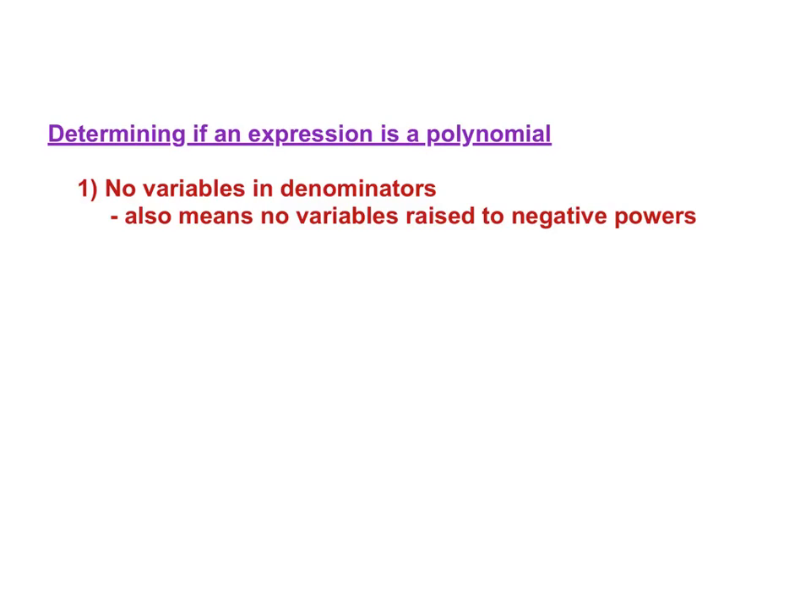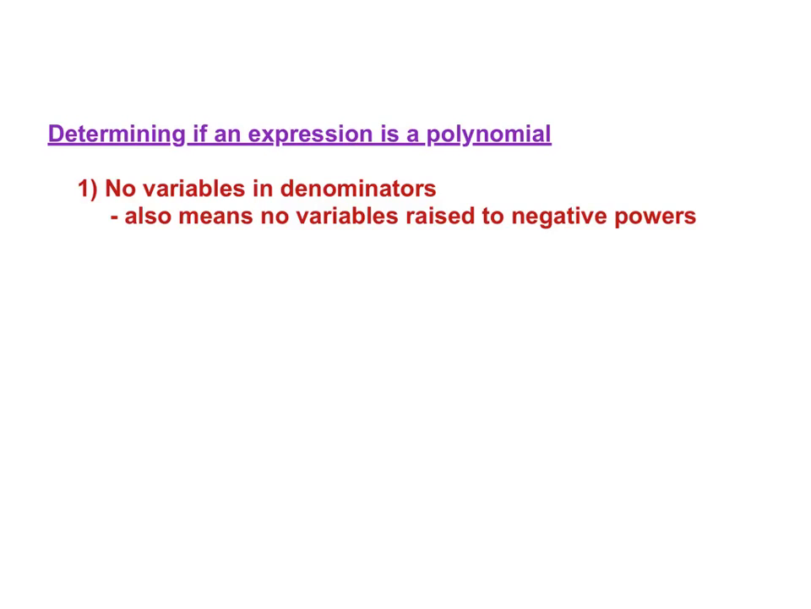The second part means the same thing. If you have a variable raised to a negative power, in reality that means there is a variable in a denominator. So if you see a variable raised to a negative power, if you see a variable underneath a fraction in a denominator, it cannot be a polynomial.